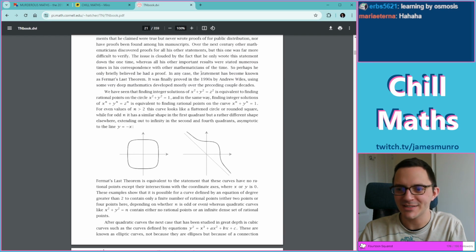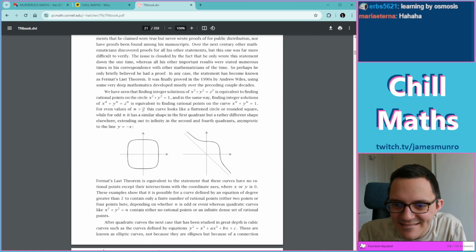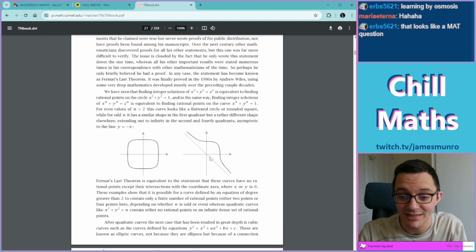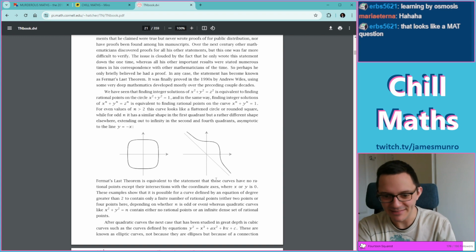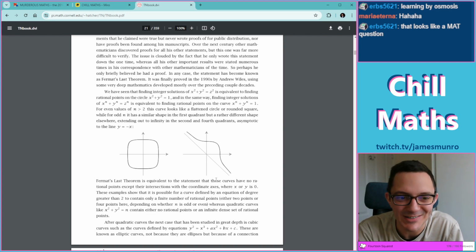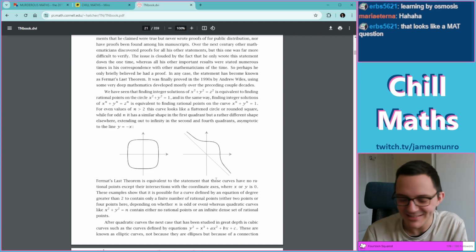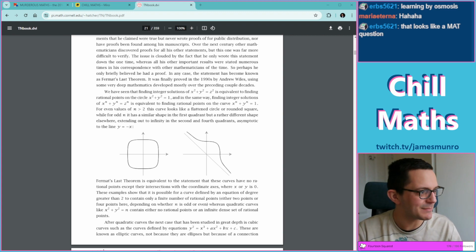Ah, Fermat's last theorem. But not really. Fermat's last theorem is equivalent to the statement that these curves have no rational points except their intersections with the coordinate axes. Help. So now I've tricked myself into thinking that it looks fine. Yeah, these curves have come up in math questions because of course they have. They're just nice, right? So everyone should have a nice experience with a squircle at some point.